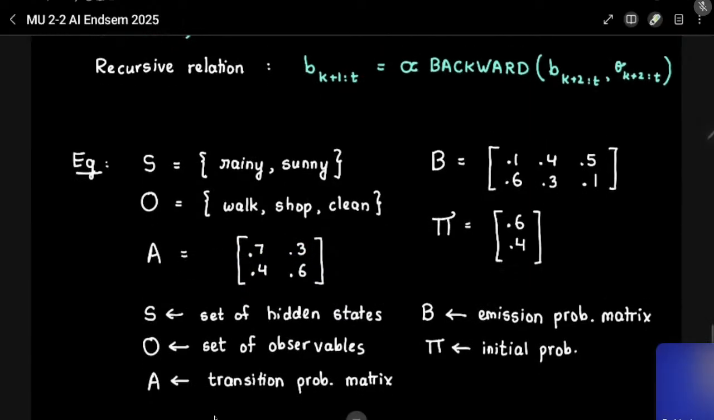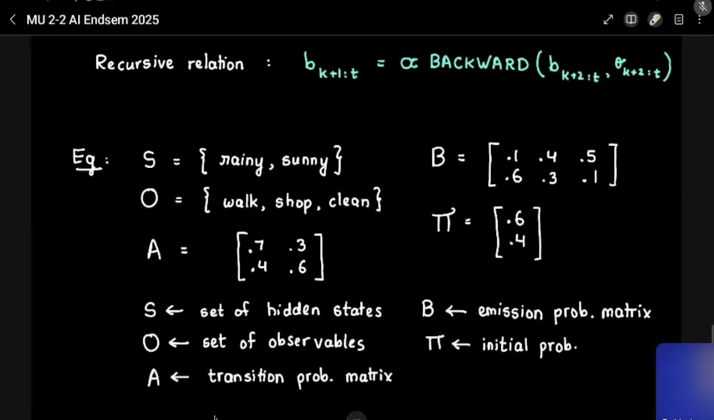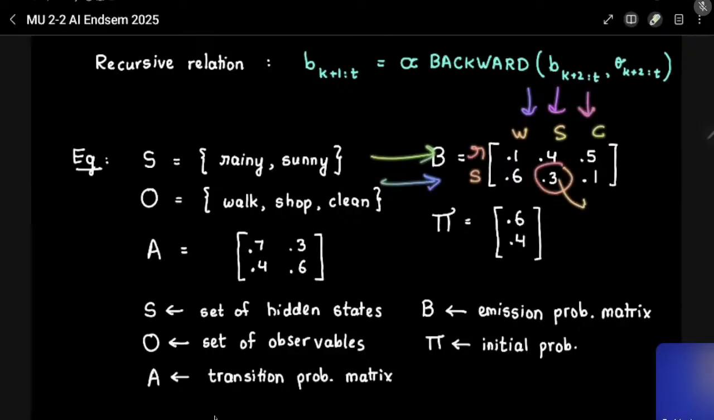If you look at the emission matrix, this is rainy, this is sunny, this is walk, this is shop, this is screen. So rows will represent the hidden states and columns will represent the observables. And for example, this probability represents the probability that the observation is shop given the state is sunny.